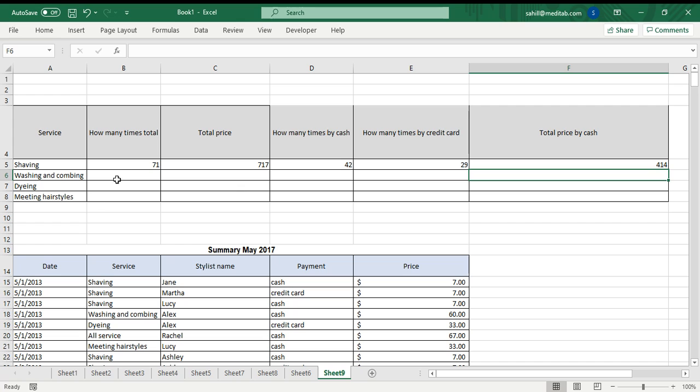And these are the next remaining tables for washing and combing, dyeing, and hairstyles. I did it for shaving. You can do the next ones yourself. Please do it, and let me know if you face any issue.